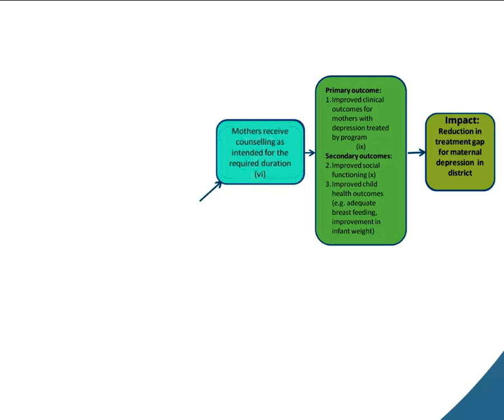So in order for the primary and secondary outcomes to be achieved, what needs to happen is that the intervention, the programme, needs to be delivered in the right way, essentially. So the mothers who've got depression must receive counselling as intended for the required duration. So they receive the intervention, they're adherent to the intervention, and if that happens, then it's much more likely that their outcomes will improve.